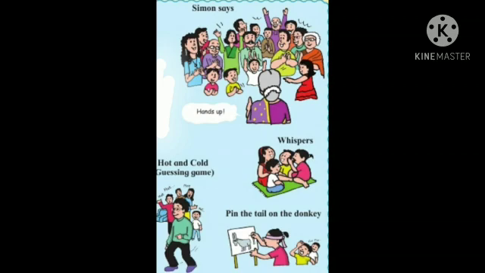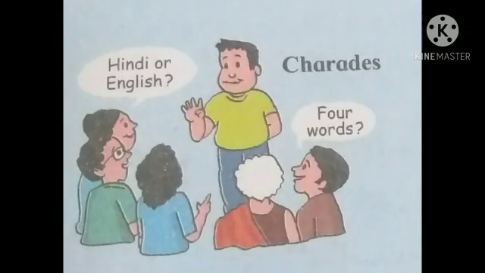So the picture is drawn on the board and you have to pin the tail of the donkey, and your eyes are tied with some type of cloth. Let's move to the next more games, as you can see on the screen. Charades game. It is a game which you can play in Hindi or English.